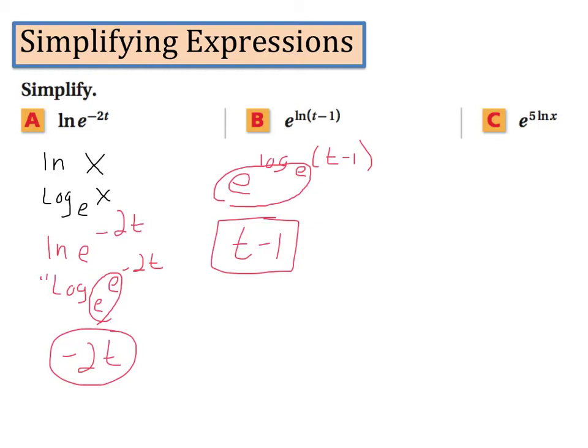Now for this last one, we have e raised to 5 ln of x, but since I have that 5 up there, I want to use the product property to put it up top. So I'm going to have e raised to the ln x to the 5th, take that and put it up here, and then I know that since it's ln, it really is log e, so what I'm left with is x to the 5th.